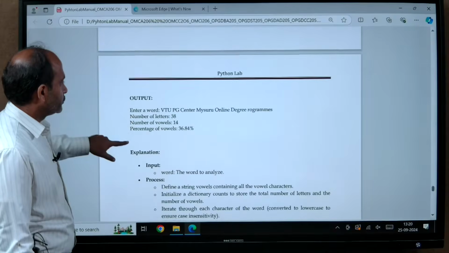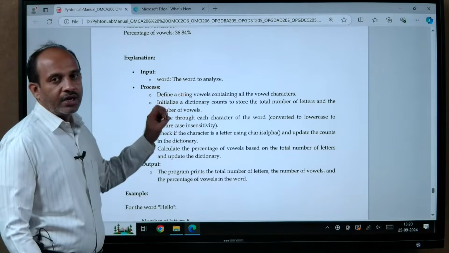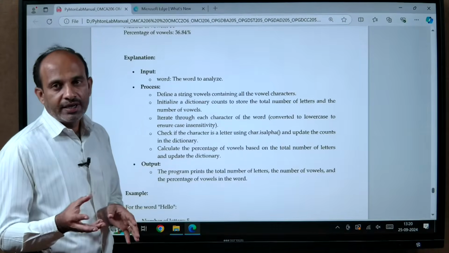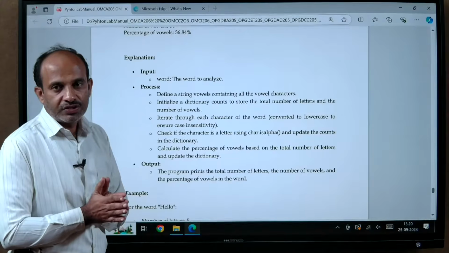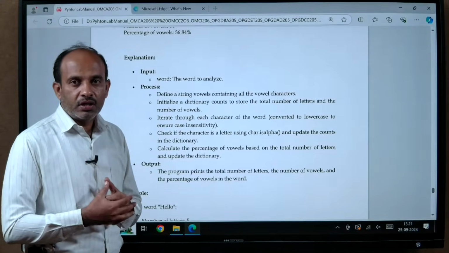See here, directly, first I will explain the word to analyze. Word is what? That is your input. You need to send the word which you want to analyze: how many vowels are there, what is the percentage of vowels, all those things. And the process: how do you find out all these things?